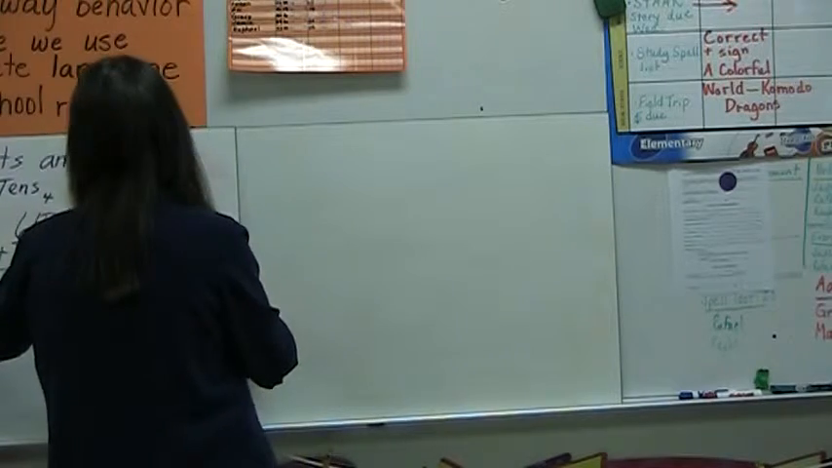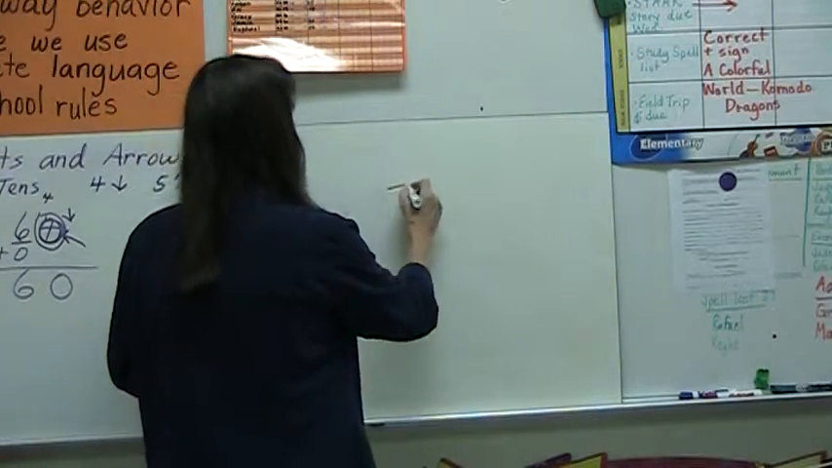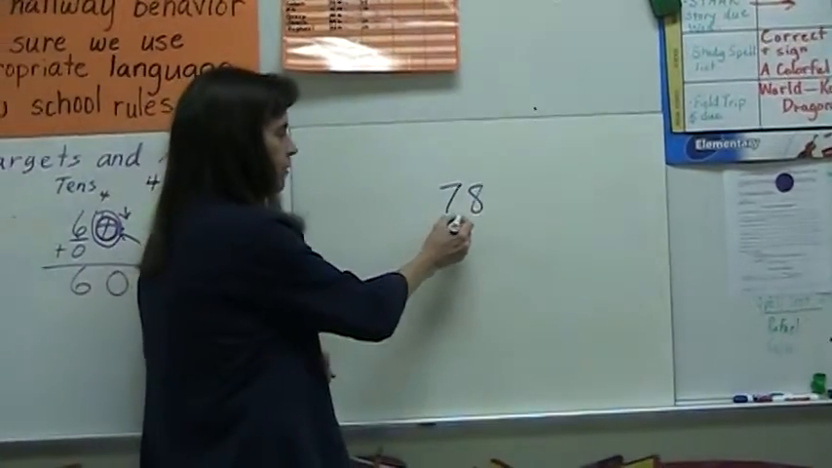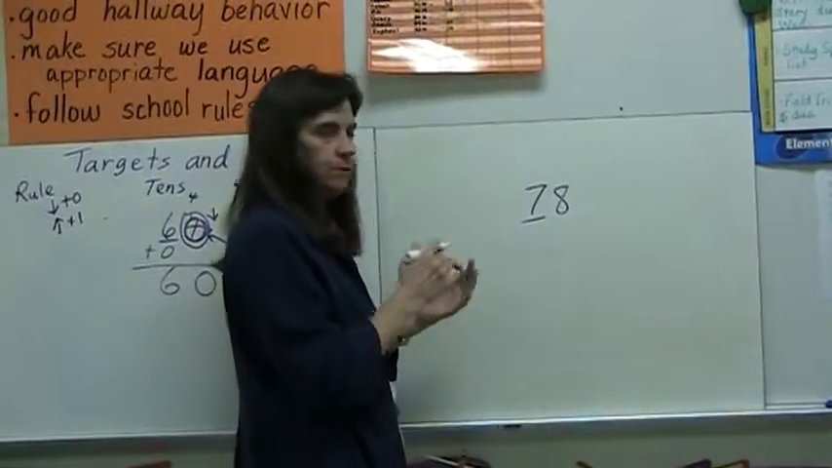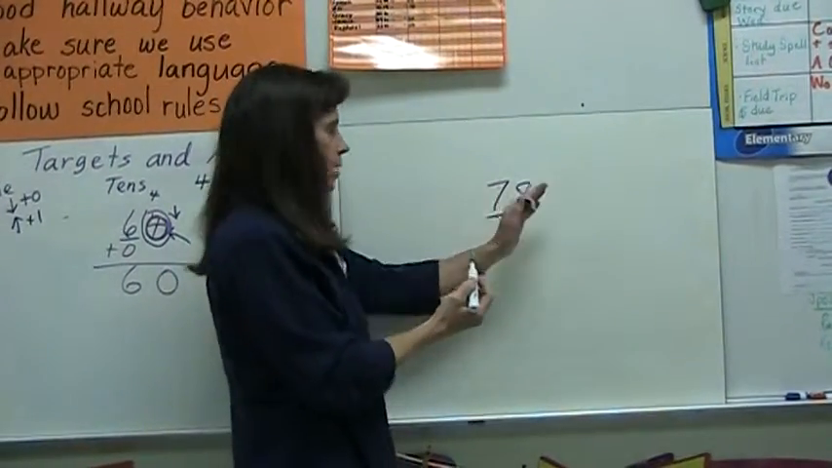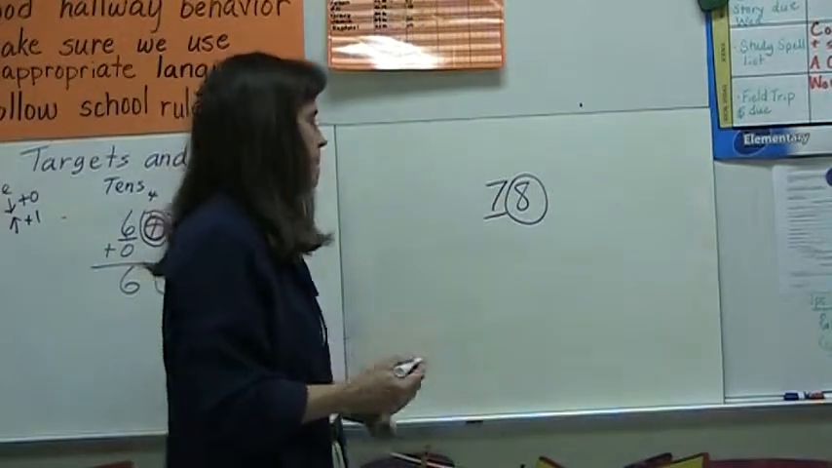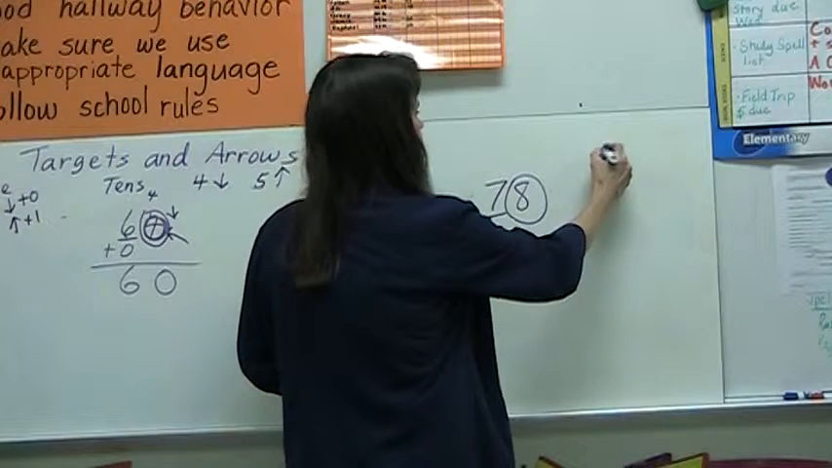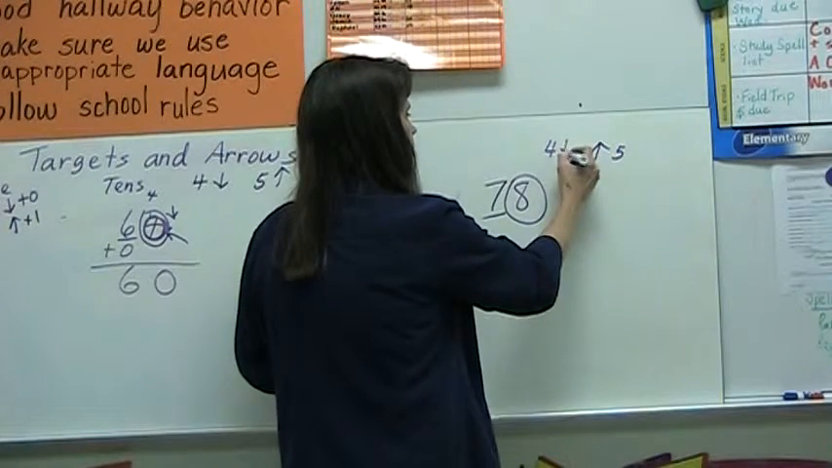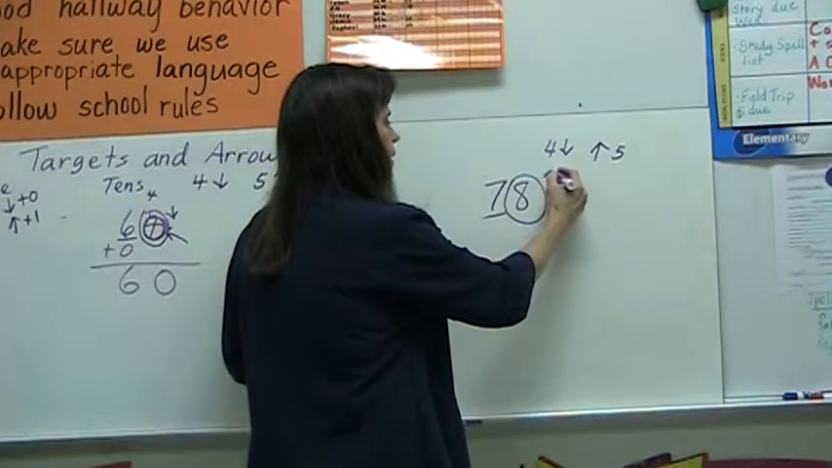Okay, so let's say the number is 78. First thing I'm going to do is underline the place I'm rounding to, because I'm still rounding to tens. And then I'm going to look at the number that's sitting to the right of that, and I'm going to circle it. That becomes my target. My rule tells me to round up if it's 5 or higher, round down if it's 4 or lower. So 8 tells me to round up, so I'm going to round up.